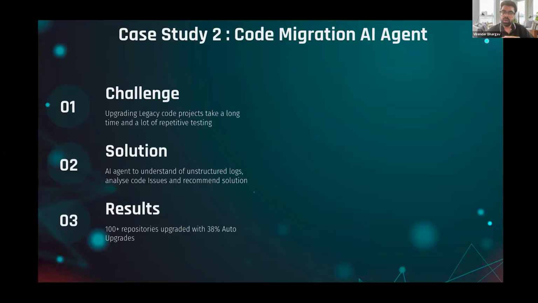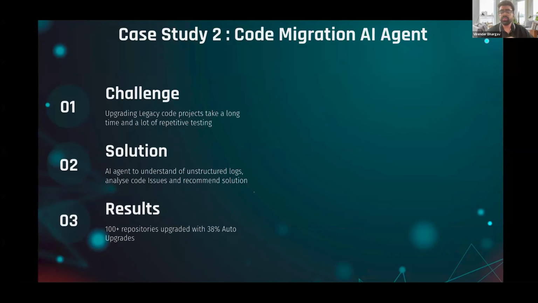What we tried was we wanted to check whether we can teach an AI agent to understand the code and to understand the unstructured logs that are generated from a build failure. And from those logs, analyze the code issues. Maybe the AI agent can recommend a solution and also generate the right code for the fix.